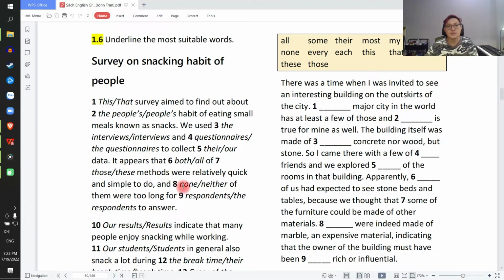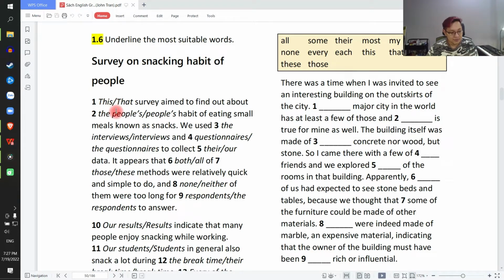You have to underline the most suitable words. 1.6 các bạn phải gạch dưới những cái từ phù hợp nhất. And it talks about survey on snacking habits of people. Cái 1.6 này nói về cái khảo sát về cái thói quen mà ăn snack, ăn vặt của con người. Alright. And then, so number 1 is this survey. Because here, look at the title. This is a survey on snacking habits of people. And at the beginning, you want to explain to people what this survey means. So that's why you use this but not that.